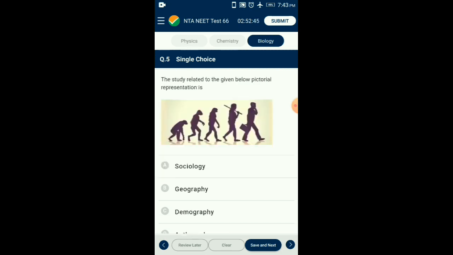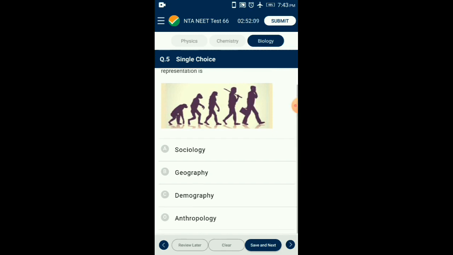Question number 5. The study related to the given pictorial representation is. Demography is the study of human population growth and prediction of future development. Anthropology is the field of study of humans and their behavior and societies in the past and present. Sociology is the study of the development, structure and functioning of human society. Geography is the study of places and the relationship between people and environment. So the answer for this question is option D, anthropology.